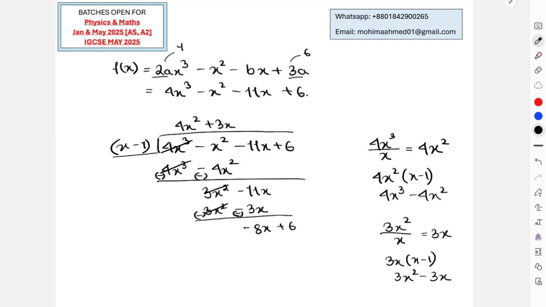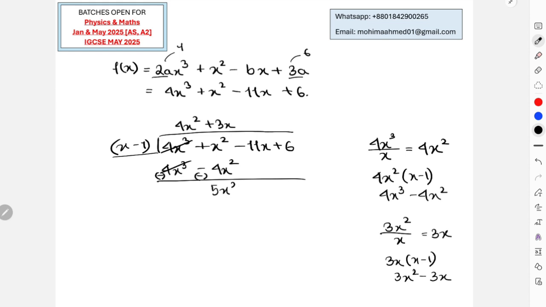But wait, maybe I am making some mistake over here. Let me just figure this out. 4 into 4 is 4x square. This is 3. This one over here was actually positive. I read the question wrong. If this was positive, in that case, so sorry for this.